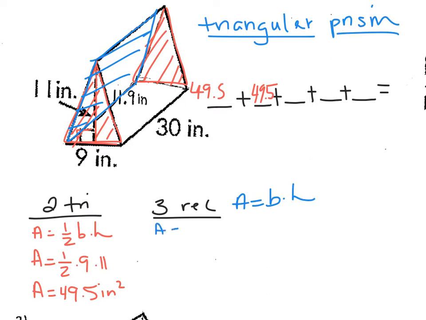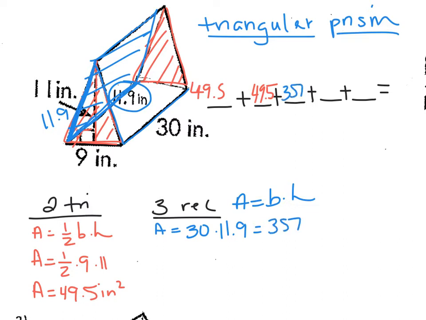So that rectangle on the back, this bottom dimension is parallel to the 30 here, so it's 30 times the height would be right here, which is this dimension because that's going down this side too, which is 11.9. So we have 30 times 11.9, which is 357. So that's the area of the rectangle on the back.